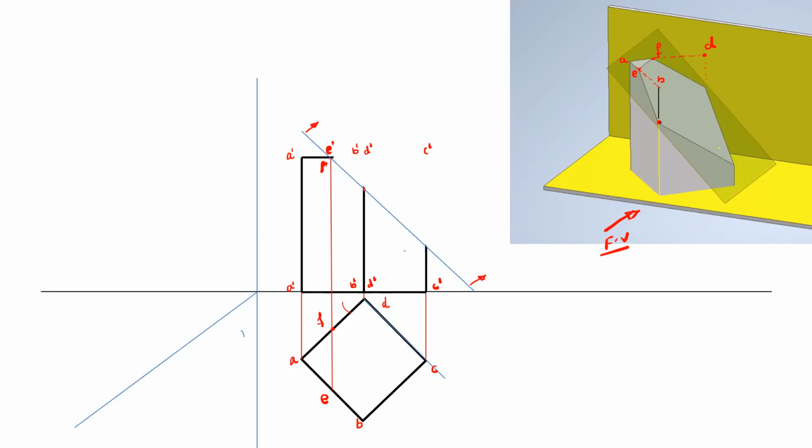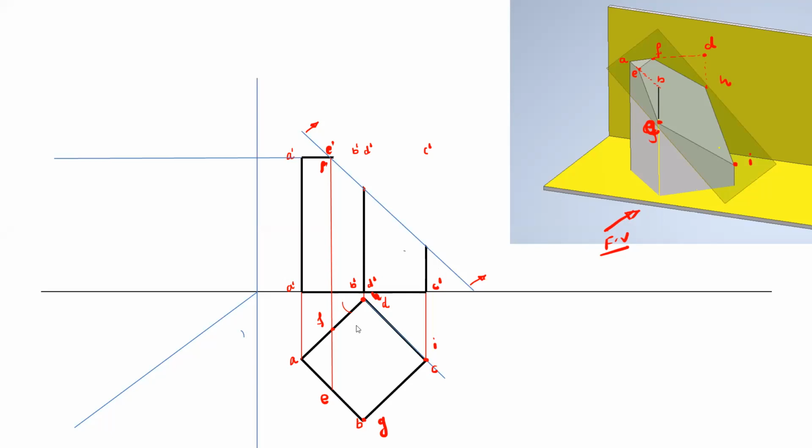Then this intersection, suppose this is point G and this is H. So G and H will coincide with the points B and D. Okay. So this is point G and this is the point H. And this point, you can take this as I. So it will overlap or coincide with the point C. Okay. So this is point I. So this complete part is the sectional top view.